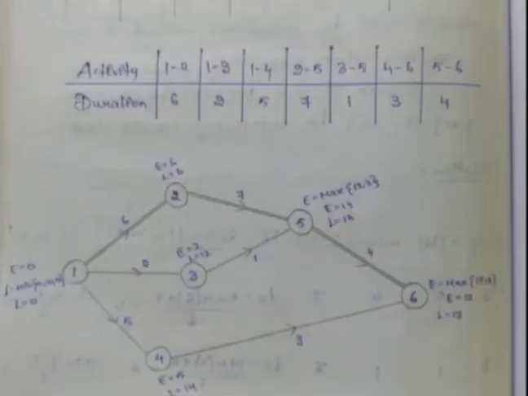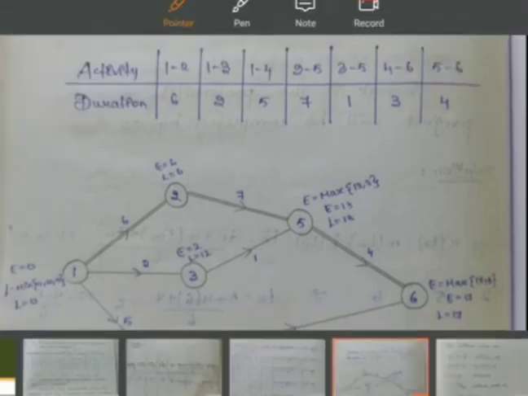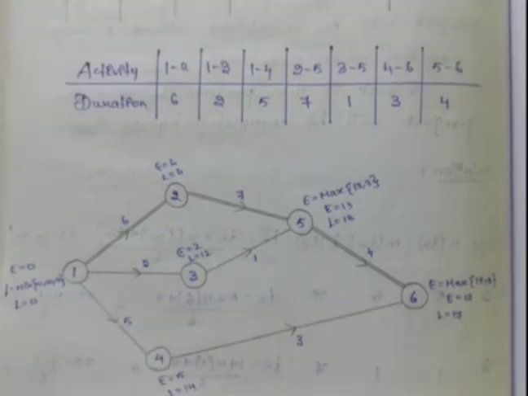And the next is activity 4. Here also there is only one outgoing activity, so 17 minus 3 is 14. Next we come to the third activity. For the third activity we have only one outgoing activity, so 13 minus 1 is 12. The second one also has only one outgoing activity, so 13 minus 7 is 6.